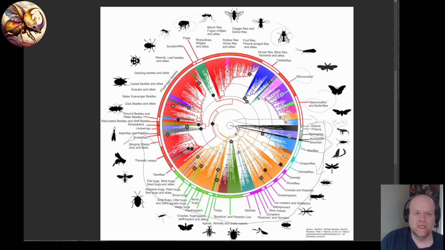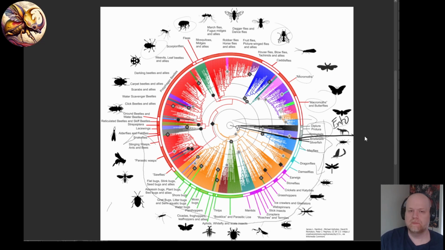What else do you have here? Fleas, mosquitoes, beetles, all these. So the real big line here is going to be, let's make this a thicker line so we can actually see it. So you can see the progression here. There's a big block off here where you have the entognaths, and then that go into the true insects.